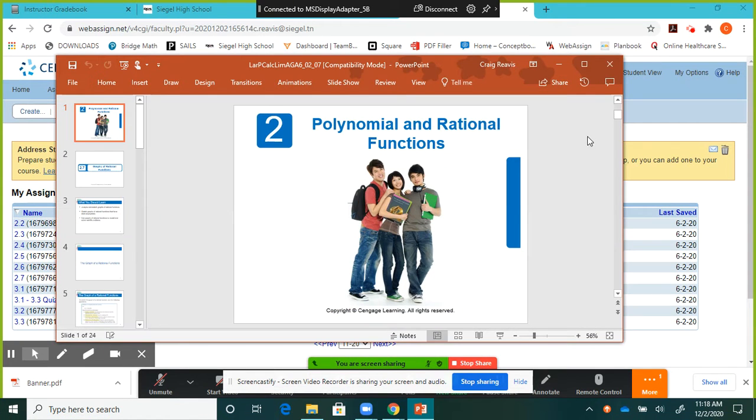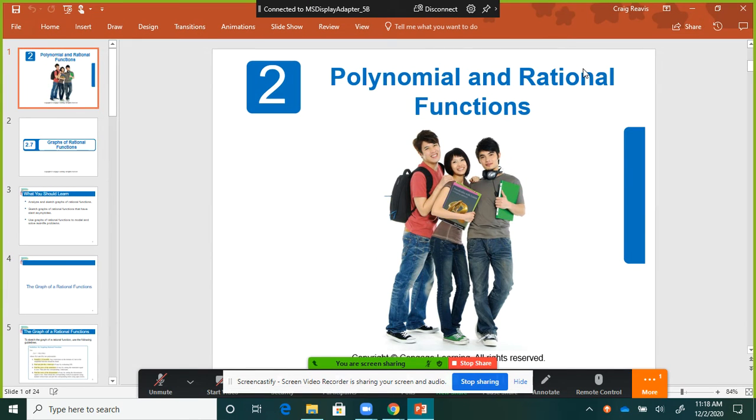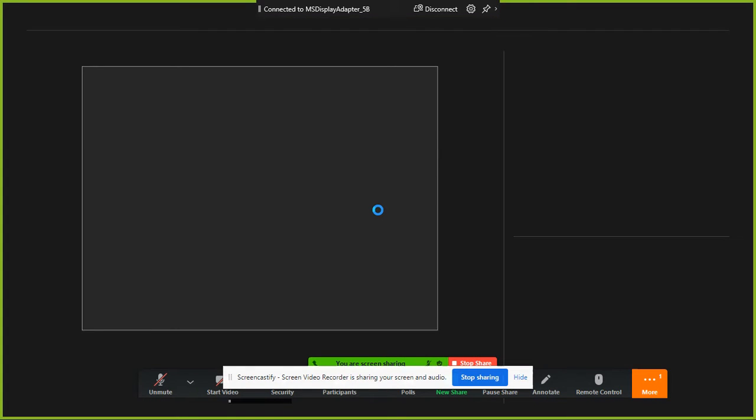All right, and then here is today's. What I'm going to do is go through some slides on here, then I'm actually going to pull up some problems off the assignment. So here's what we're looking at today. Polynomial and rational functions.